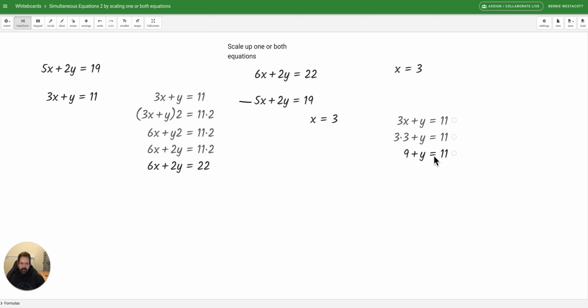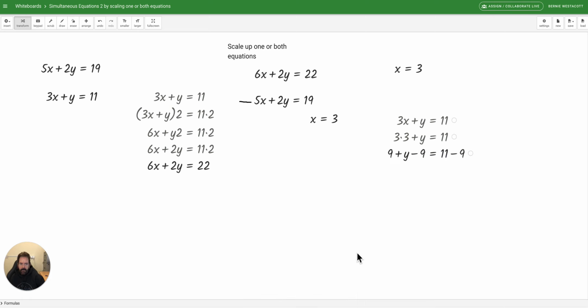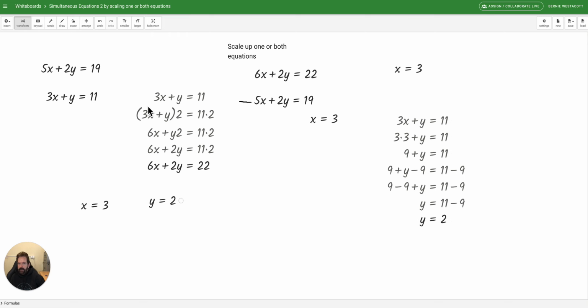Now what I'm going to do is subtract 9 from both sides. And that will give me 9 minus 9 is 0, and y equals 2. So I've got x is 3 and y is 2. And I want to check it works in both this equation and in this equation.